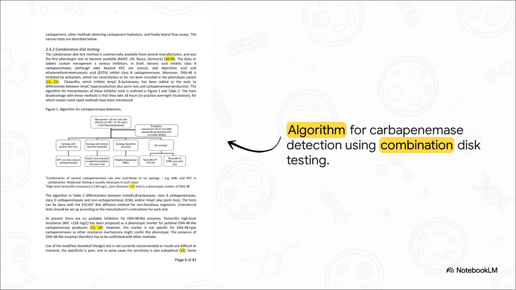They essentially expose the bacteria to a carbapenem, like meropenem, both on its own and then mixed with specific chemical inhibitors. By watching closely to see which inhibitor actually restores the antibiotic's ability to kill the bacteria, a process we call synergy, the lab can perfectly map out the exact resistance profile.